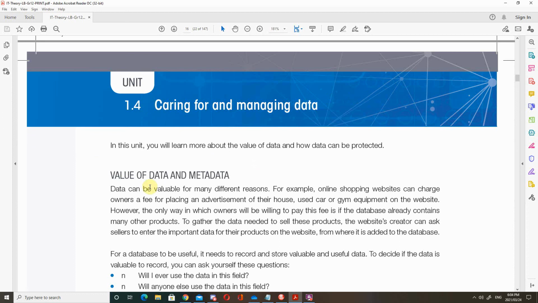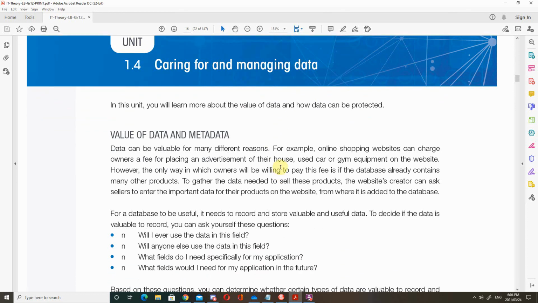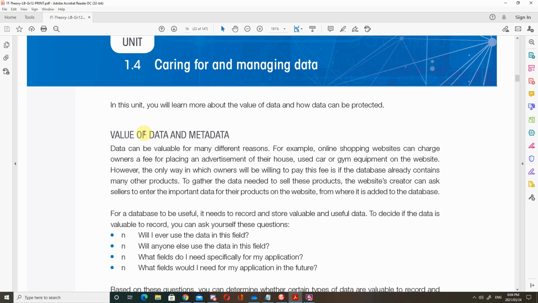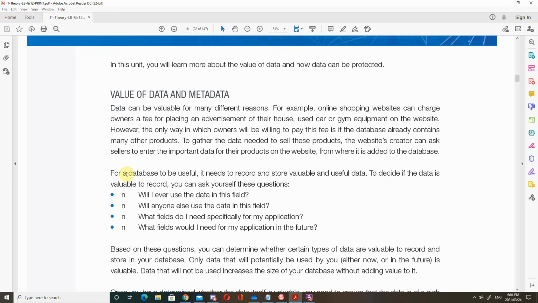Right, caring for and managing your data. So if you think of caring for and managing data, what do you think is necessary? Alright, so one thing that immediately pops up when we think about this is backups. We're going to need to do backups. But let's see what else they say here. For a database to be useful, it needs to record and store valuable and useful data. To decide if the data is valuable to record, you can ask yourself the following questions.